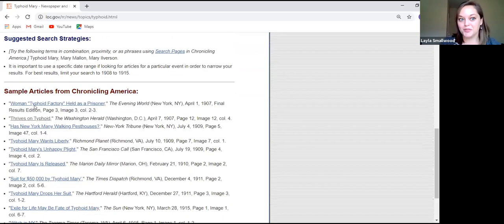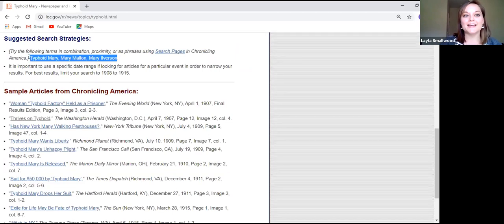Woman at Typhoid Factory held as prisoner, and we see the shift in public perception, how they view Mary as a victim. And then once she gets arrested a second time for being a cook, she's kind of like, oh, she's going to be held prisoner now, and nobody feels sorry for her. So you see the progression and change in public perception in these articles as well. And before I did any research on this, I didn't know that Typhoid Mary had two different names. She went by Mary Mallon and Mary Alverson. So very interesting to see how you can search for her and find more information.